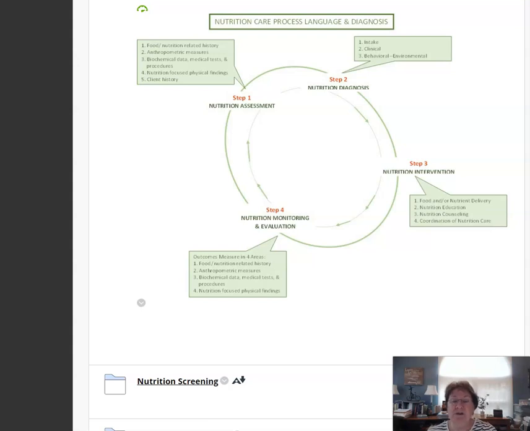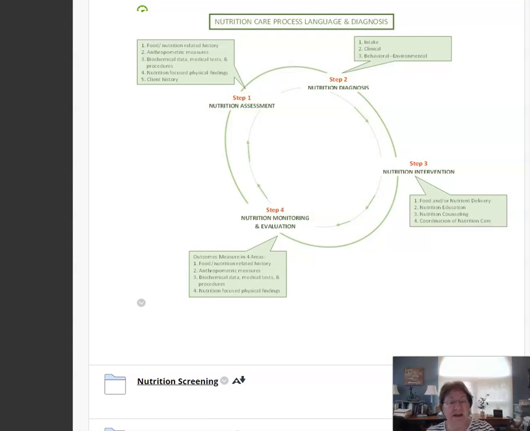For example, when completing a nutrition assessment, you'll be concerned with 1. Food and nutrition related history, 2. Anthropometric measures, 3. Laboratory results, 4. Nutrition-focused physical findings, and 5. The client's history. We could consider this medical history. Also, it might be a little bit of social history too. This information is documented on a special form that you were introduced to last week called an ADIME note, ADIME, and this is placed in the medical record.